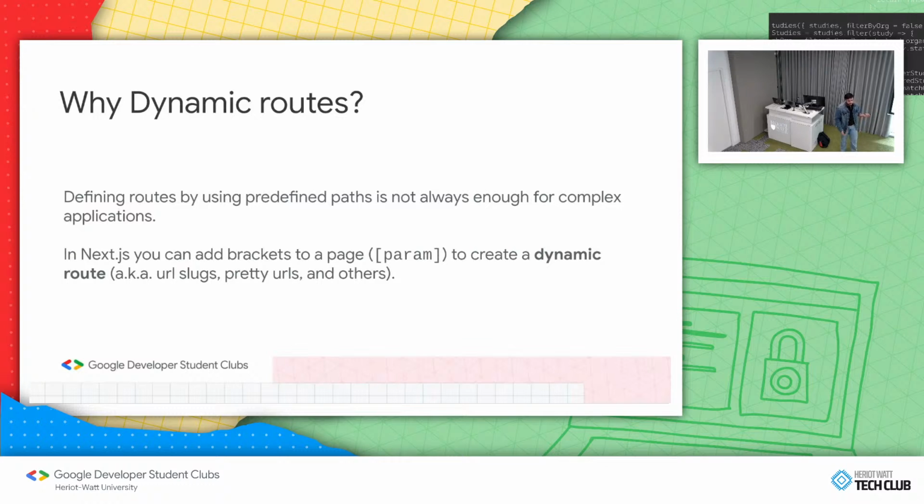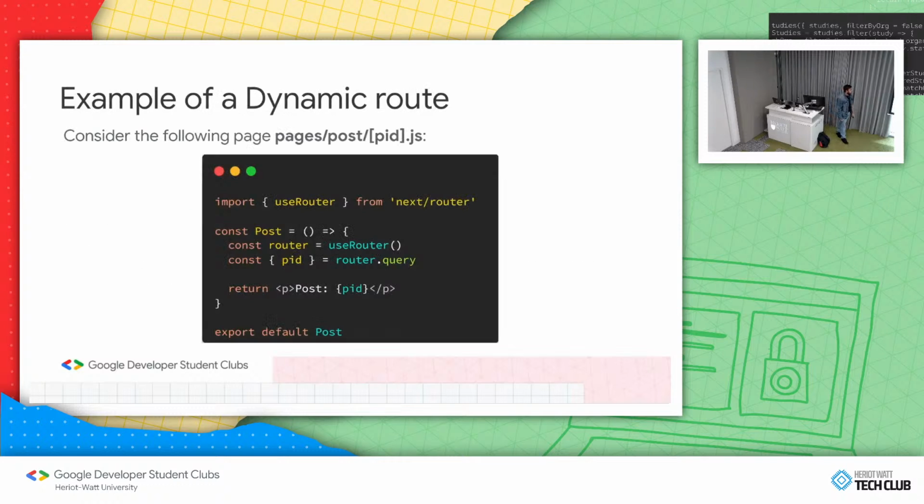Yeah, so we checked out the syntax. The syntax is basically just adding square brackets around the file name, which creates a dynamic route for you. They're also known as URL slugs or pretty URLs. So this is a basic example of what happens if you create a dynamic route. This code snippet here shows you what you can put inside pid.js. PID is just a random name. You can put anything inside the square brackets, by the way. It's just whatever variable name you would like to give your dynamic route. That's what you put inside the square brackets.